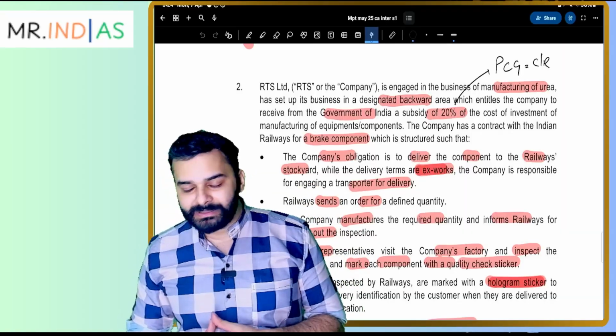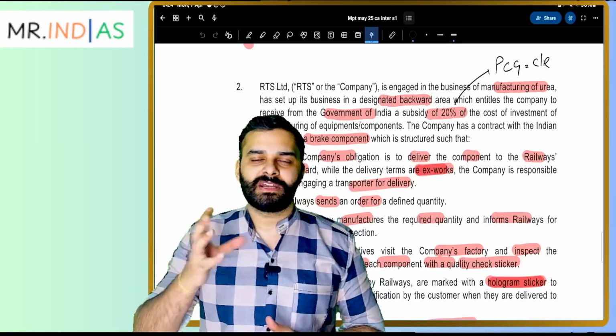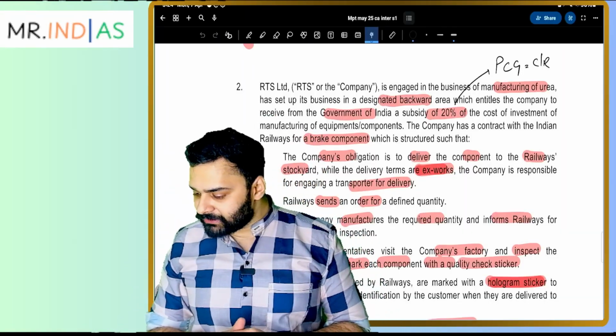The other thing is the company has an agreement with the railway, where it says it's an agreement of ex-works.